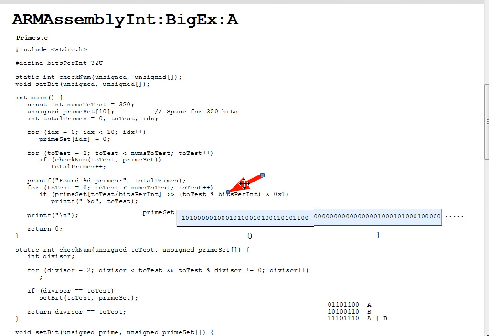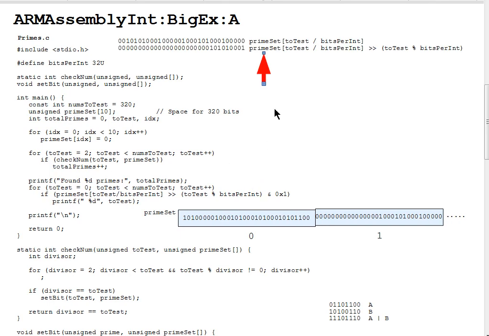Here's an example, assuming toTest is 53. So we're shifting prime set 1, which contains bits for the primes from 32 to 63, including the one for 53 part way up, that guy there. And let's call that the 53 bit. The 53 bit moves down to the LSB after the shift.